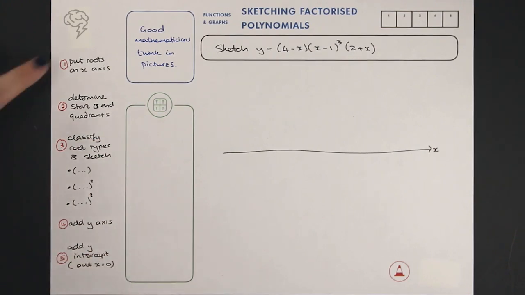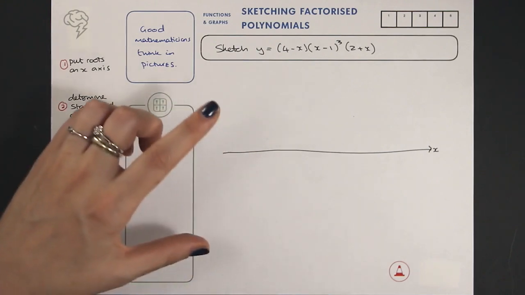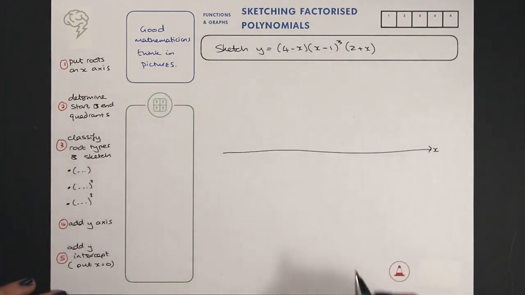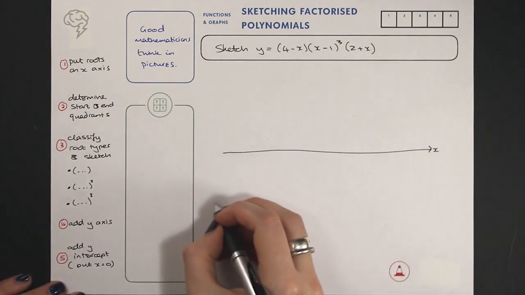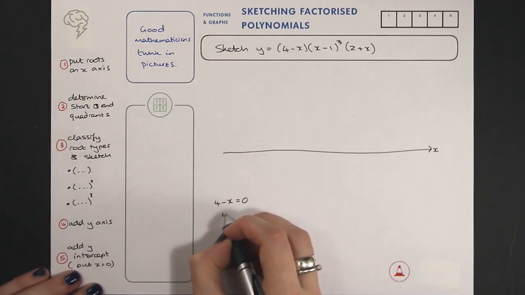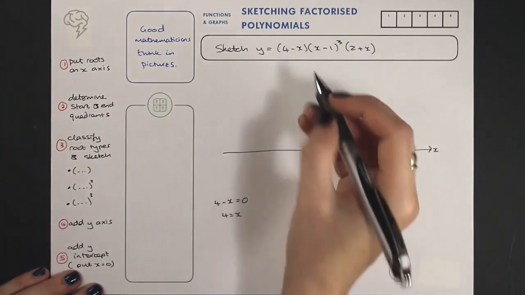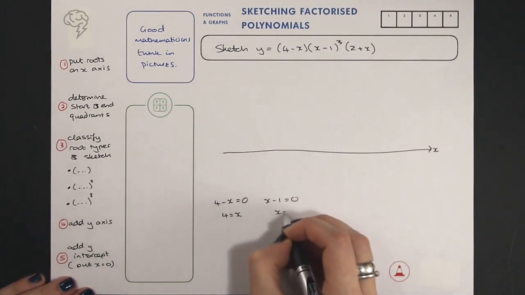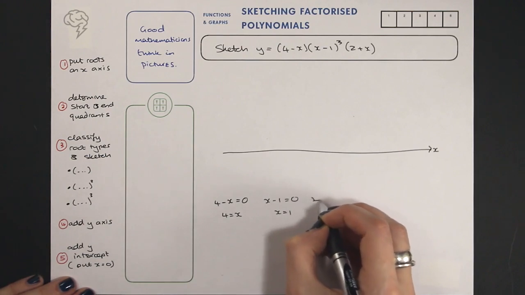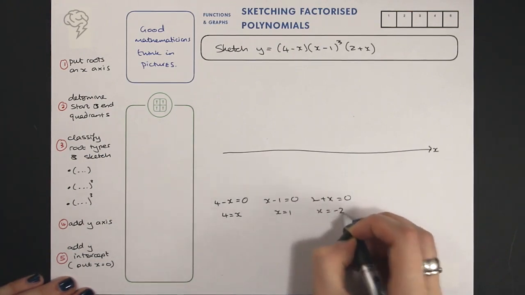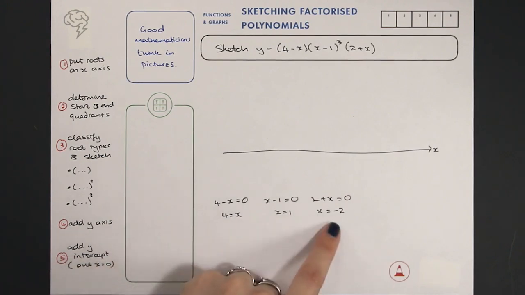So let's talk through what's actually going on here. We've got 3 factors. Each factor corresponds to a root. So we've got this factor here, 4 minus x. If that's 0, then x is 4. We've got the factor x minus 1. If that's 0, then x is 1. And we've got the factor 2 plus x. And if that's 0, then x is minus 2. So we've got these 3 roots.